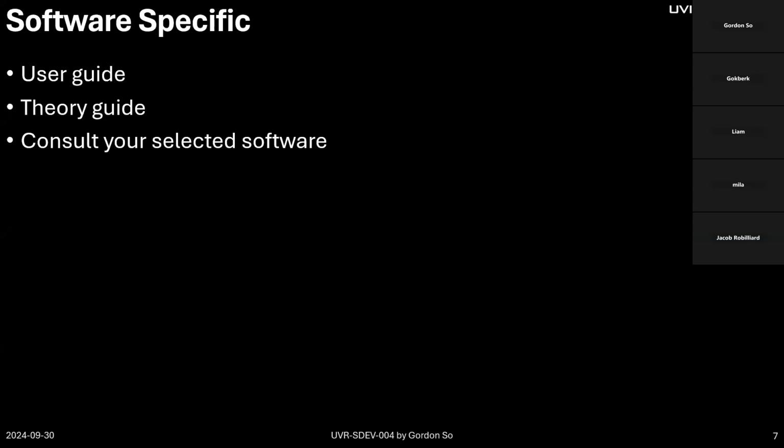And some software-specific resources, like the user guide. Usually, the user guide is really complicated. The ANSYS software guide is like 4,000 pages, and then the theory guide is like 2,000 pages. So just read what you need. Don't try to read everything. And of course, reach out to your software provider, because I think ANSYS even provides some consultation service. So that's something to keep in mind.